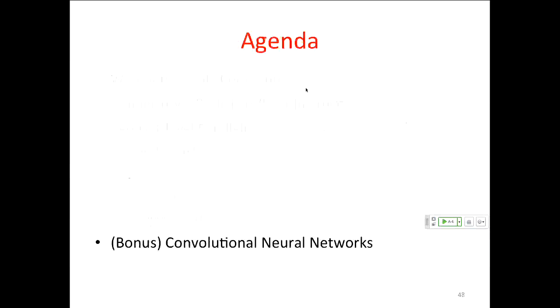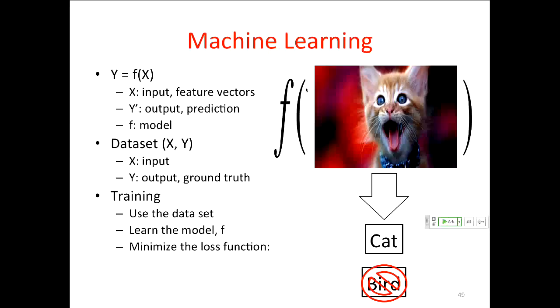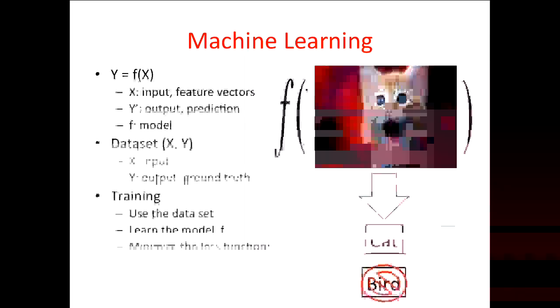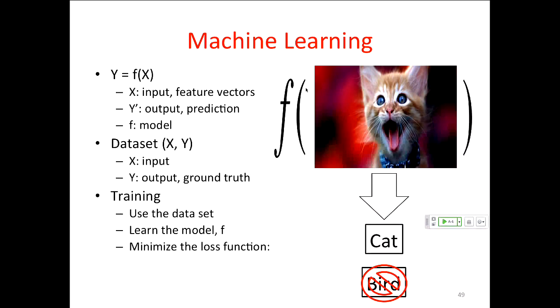Okay, so for this case, I have some bonus slides on convolutional neural networks, which are highly related to your project, right? For your project, you don't need to understand the details of this kind of background. However, I want to explain why we have these projects for this class, okay? Okay, so our project is like, you want to identify a cat, right?